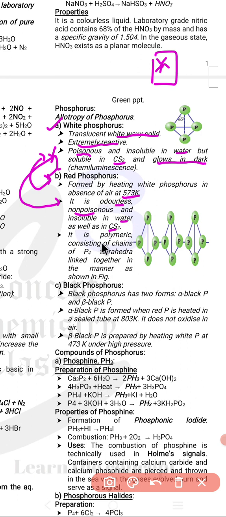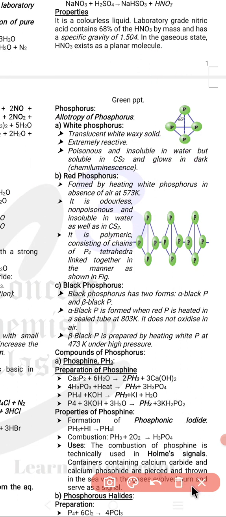Red phosphorus is formed in the form of a polymeric chain, right? While black phosphorus has two forms, alpha black phosphorus and beta black phosphorus, right? This is not so important, but please note down these points also.